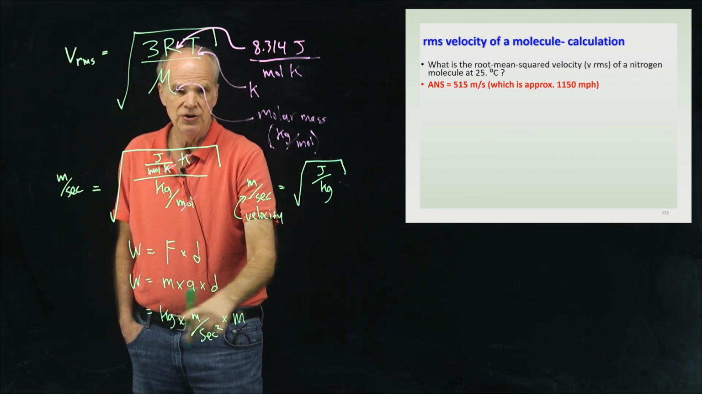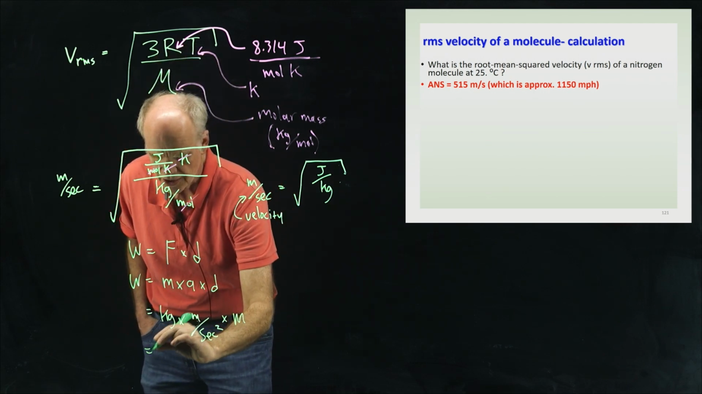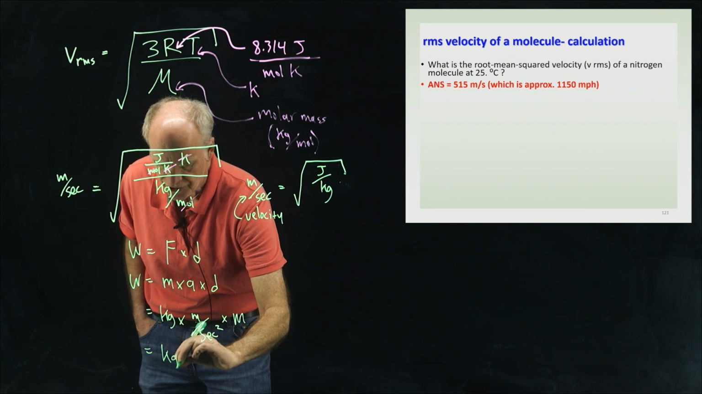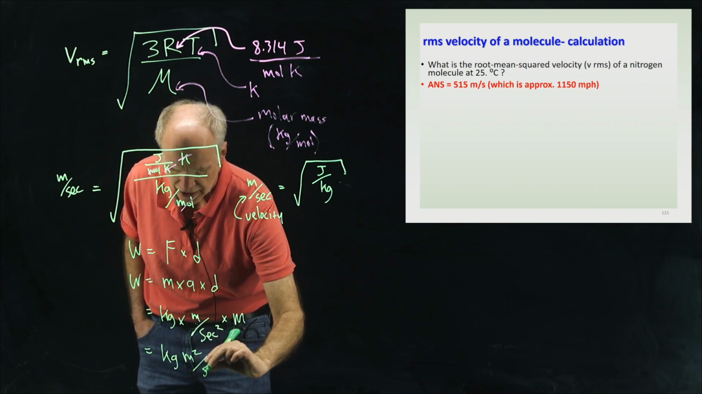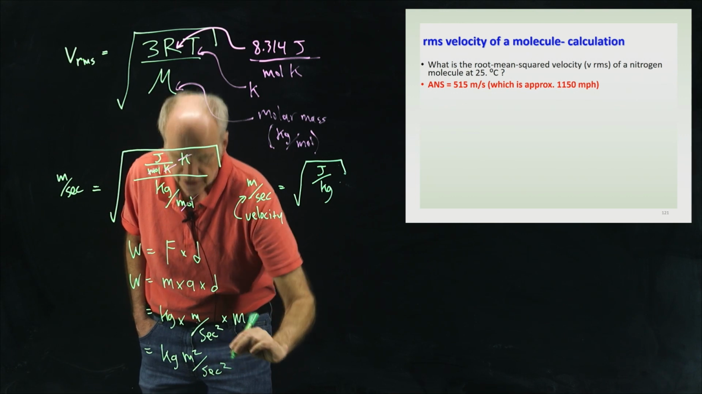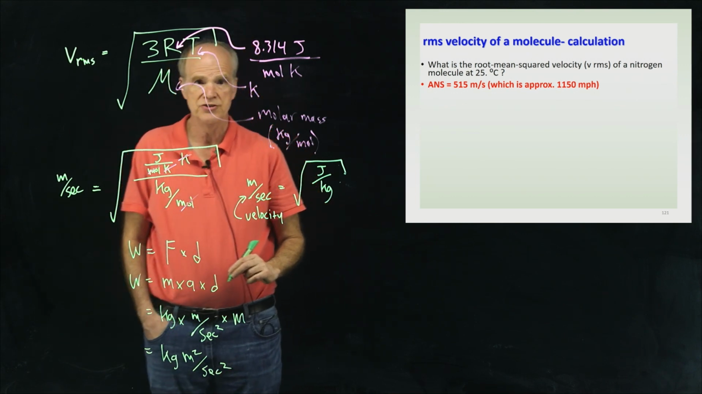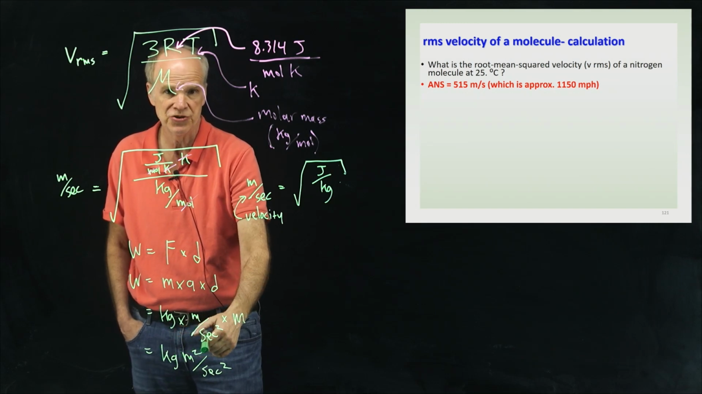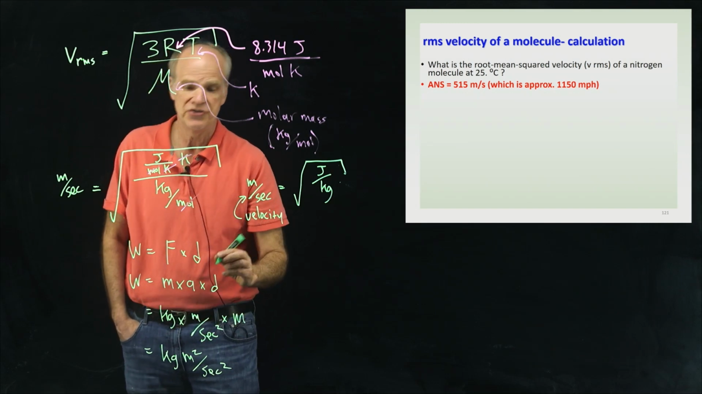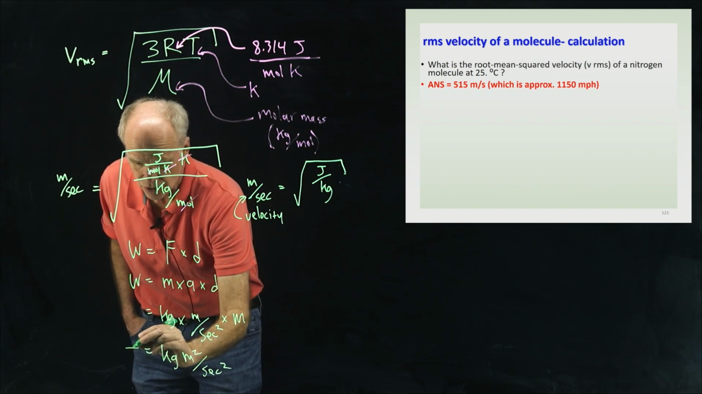Okay, so let's combine these, and what you get is kilograms meters squared over seconds squared. Now, one of the things we learned in chapter 6 is that when you have these units, kilograms times meters squared over seconds squared, that is defined as a joule. So this is a joule.